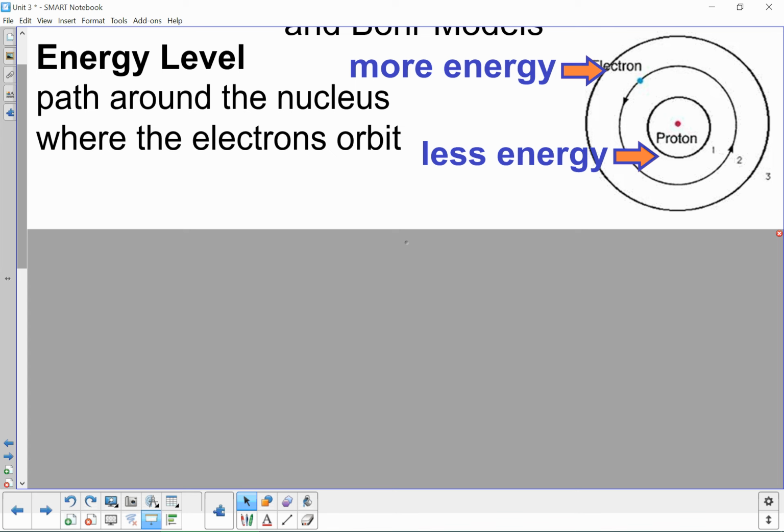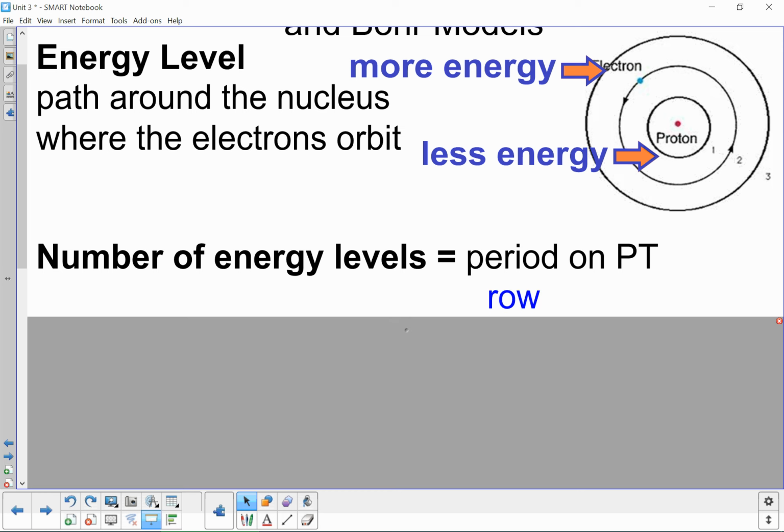So if I asked you how many energy levels an atom has, it's actually very easy to figure out. All it means is what period it is in on the periodic table. You remember a period means a row. So if something is in the 5th period on the periodic table, then it would have 5 rings or 5 energy levels around it. So just check out the row for that.